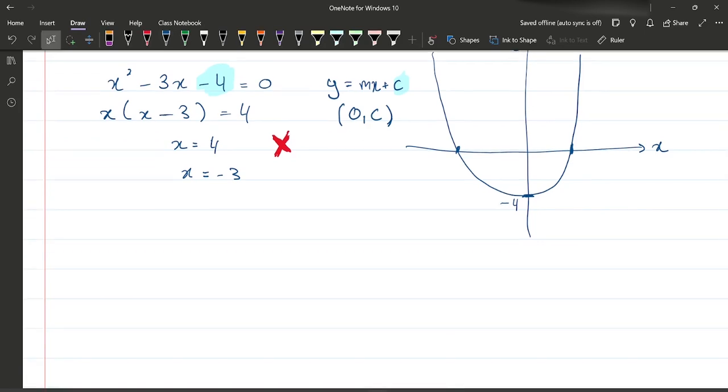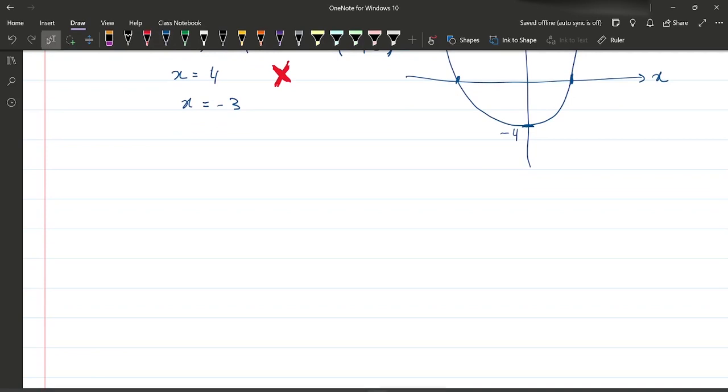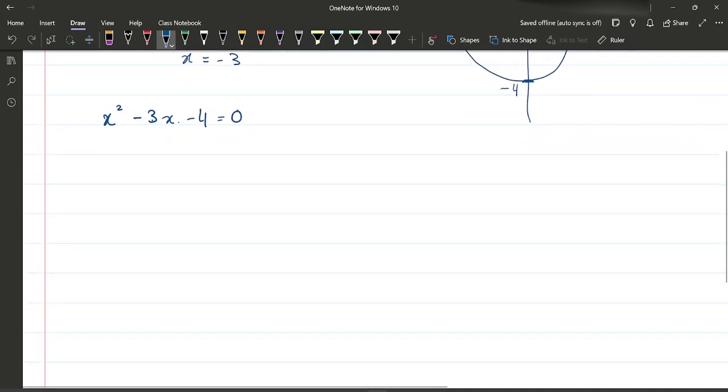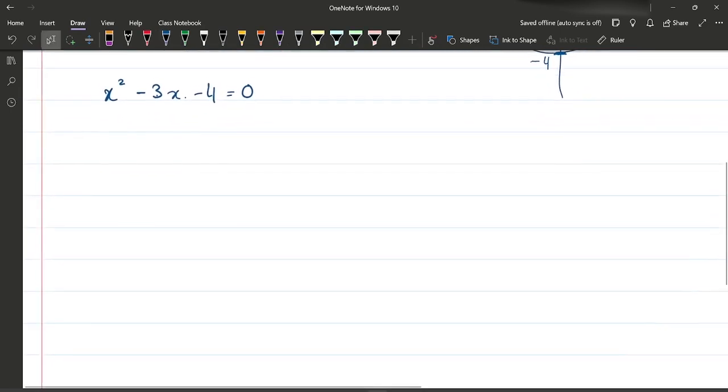Okay, so there are about 3 or 4 methods that you can use. I'll show all of them to you. Okay, so we're going to use this x squared minus 3x minus 4 equals 0 as our example. I'm going to keep using this because I think it's very simple to solve. Okay, so the first one is called factorization.